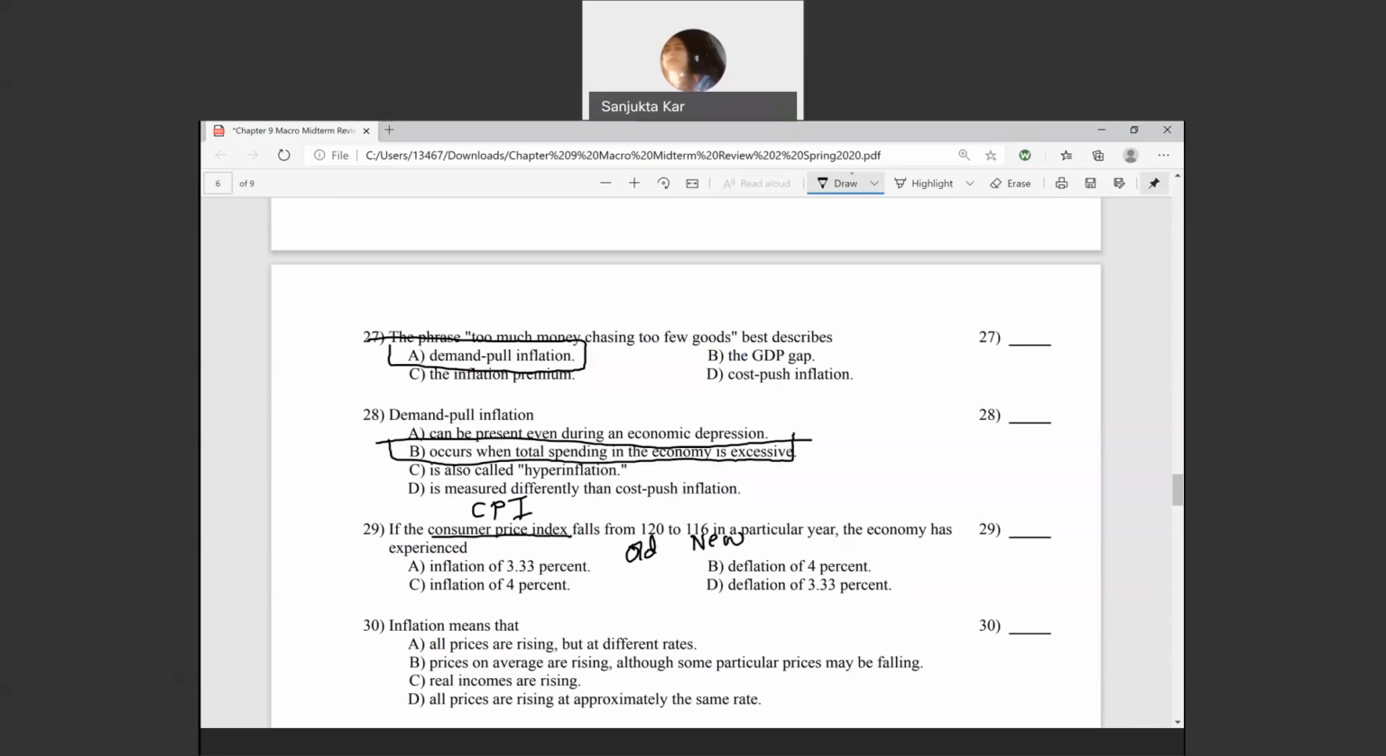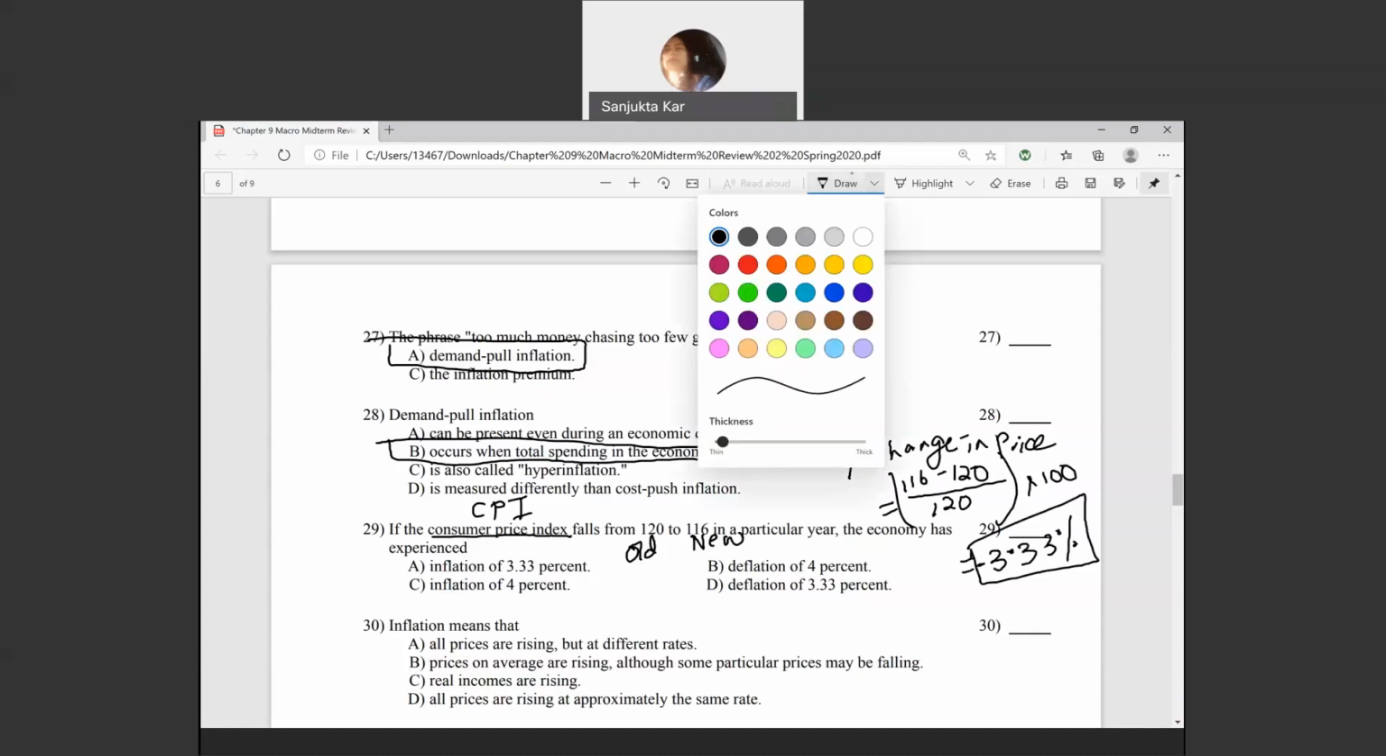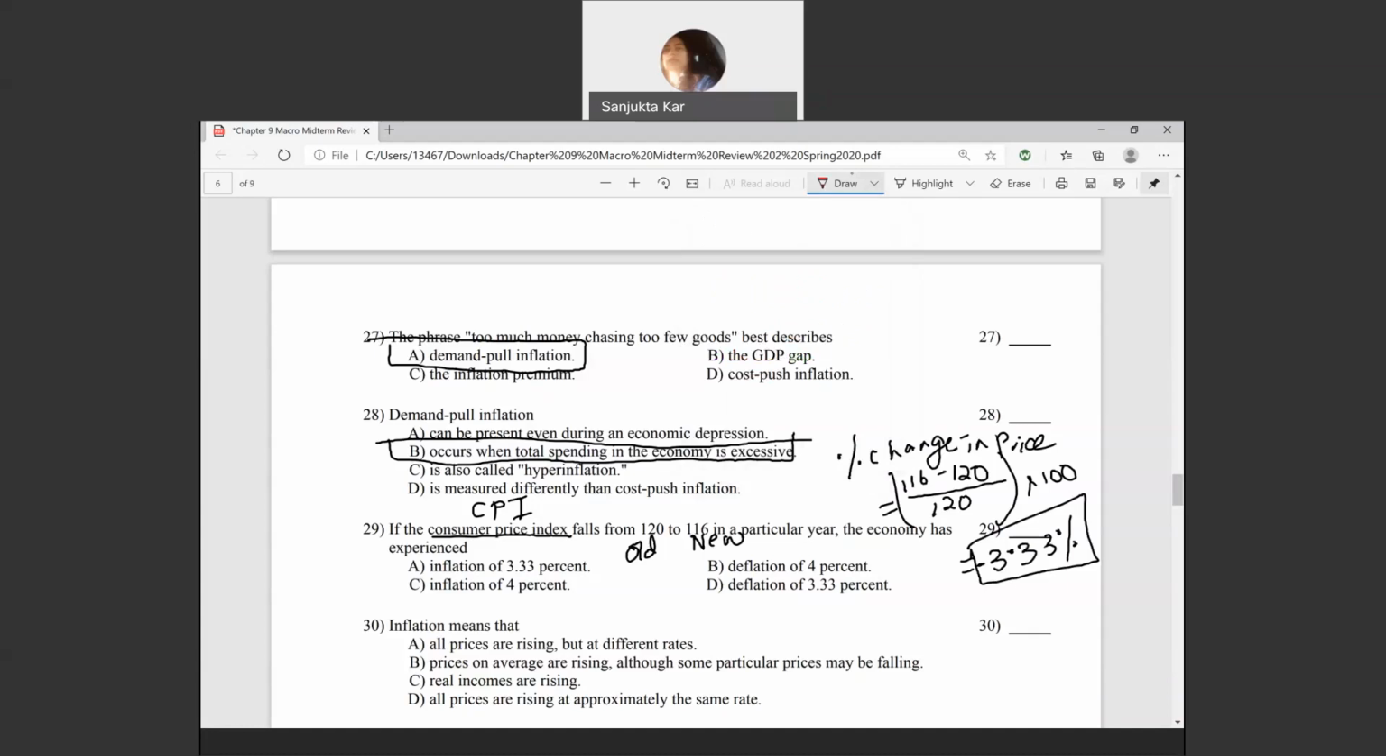Now I'm going to calculate the percentage change in price. This will be 116, new minus old, over old times 100. So I have 4 over 120 times 100. So my rate is equal to 3. All right, it's a negative 3.33%. This is a negative already, so negative means we have a deflation.